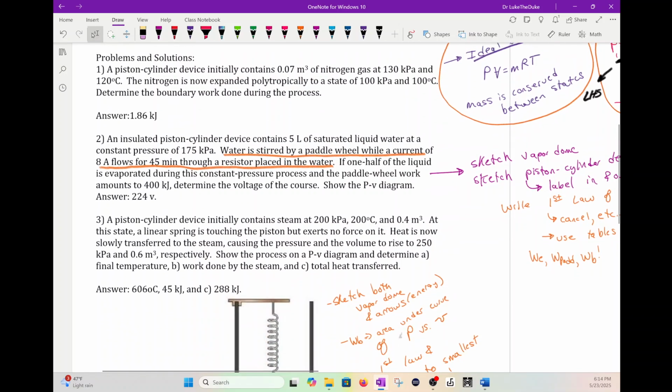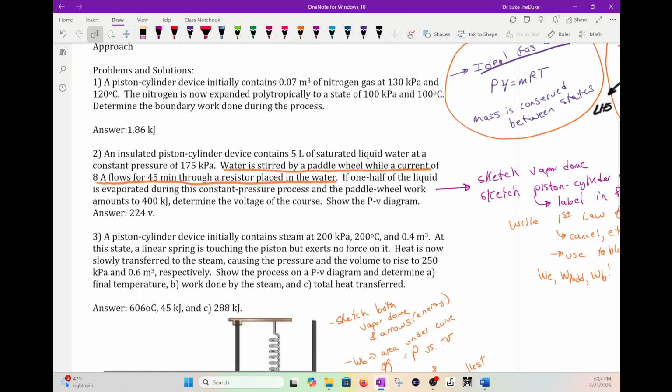All right, so problem 2, you got a piston cylinder device. It's got saturated liquid, key word, right? Saturated liquid, constant pressure, okay? You got a paddle wheel, you got current. So you got to think of this piston cylinder device. It starts up. It could expand or it could contract depending on what's happening. So you have electric work, you have paddle wheel work, and you have boundary work, okay?